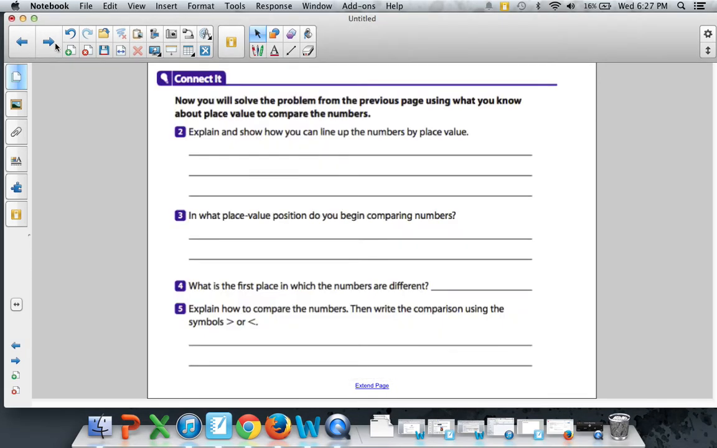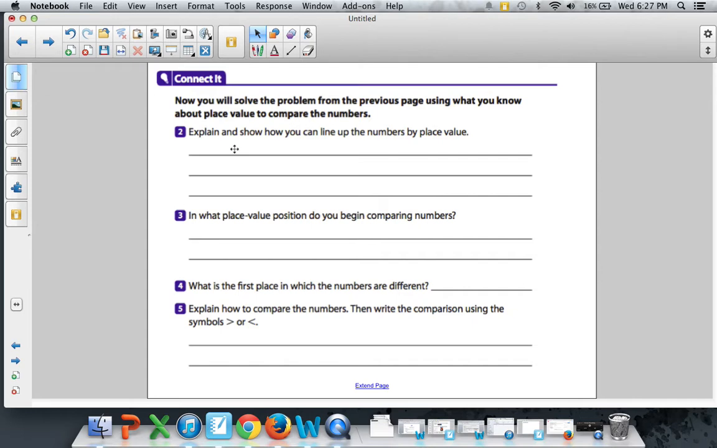So check it out. You should be on this page if, connect it. Lots of explaining here. So let's get ready to do some writing. Now you will solve the problem from the previous page using what you know about place value to compare the numbers. Explain, show how you can line up the numbers by place value.